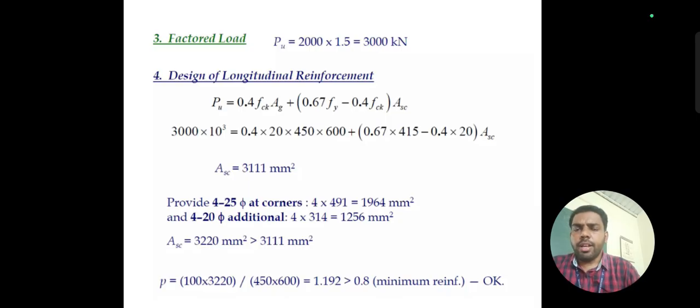Here the total Asc we have to convert into a number of bars. In that situation, you have to assume some diameter of bar. The area is divided by the area of one bar to get how many bars should be provided in that particular column. Here we are using 25 mm diameter bars, and 4 bars should be provided at that particular location.